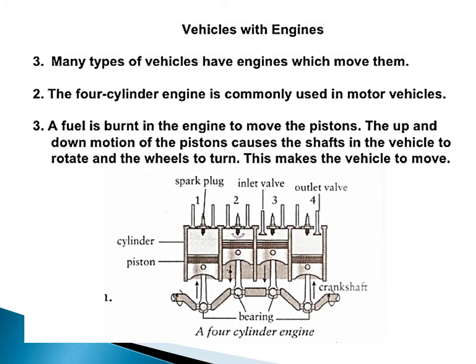Okay. So now we learn about the vehicles with engines. So many types of vehicle have engines which move them. So the four-cylinder engine is commonly used in motor vehicles. So a fuel is burned in the engine to move the piston. The up and down motion of the piston causes the shaft in the vehicle to rotate and the wheel to turn. So this makes the vehicle move.